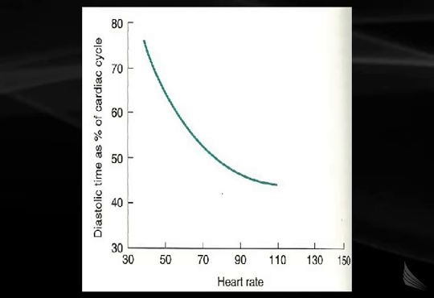This graph shows that as heart rate increases on the x-axis, the percentage of the cardiac cycle that is in diastole decreases. This shows that as a person's heart rate goes up, coronary perfusion in general goes down. So how does the body counteract this?